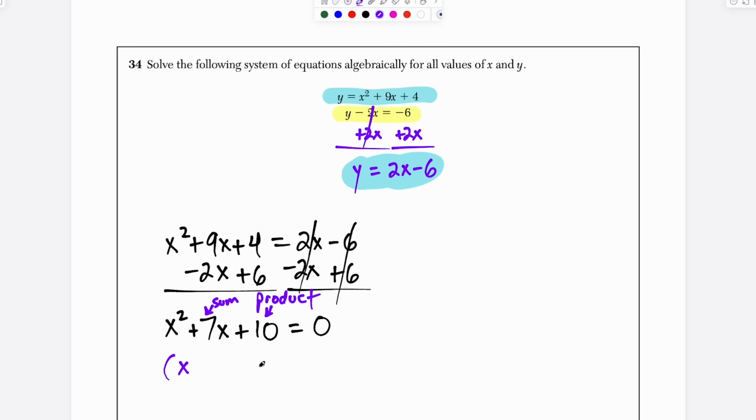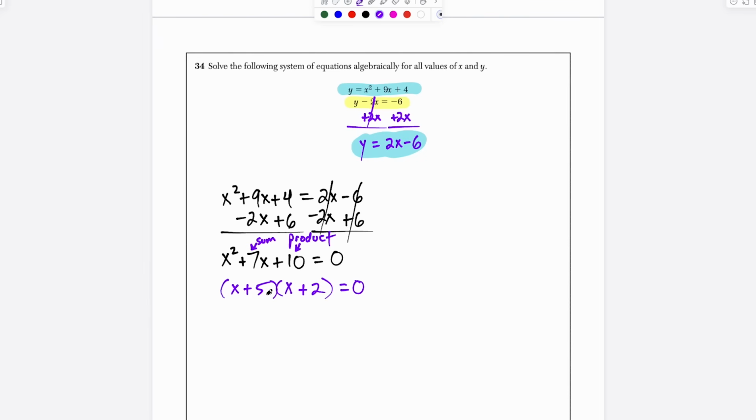So we write our x's like this in parentheses, and this is all equal to 0. But now let's think about it. Two numbers that will add up to 7 and multiply to 10. That would be positive 5 and positive 2. And if we just want to do a quick check, 5 plus 2 is 7, and 5 times 2 is 10.